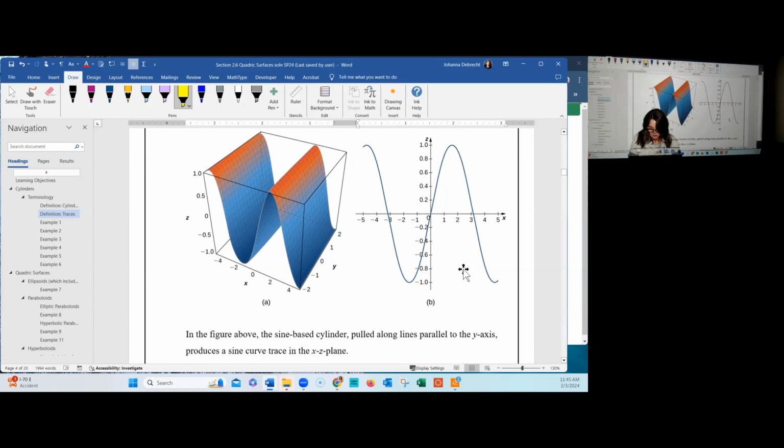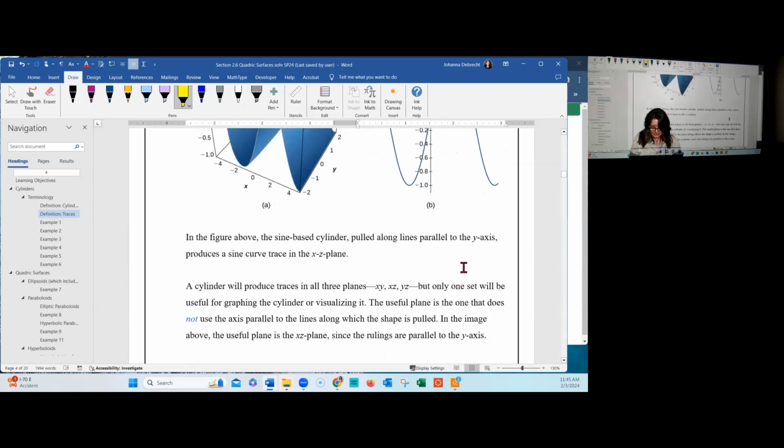Now, this one's not closed, and it's not a quadric surface because sine of x can't be written in terms of ax squared plus by squared plus cz squared and so on. It's got trig in it, which is definitely not going to be a quadric surface.